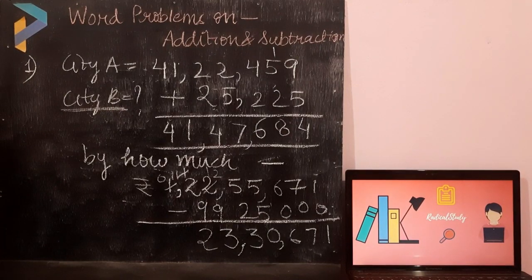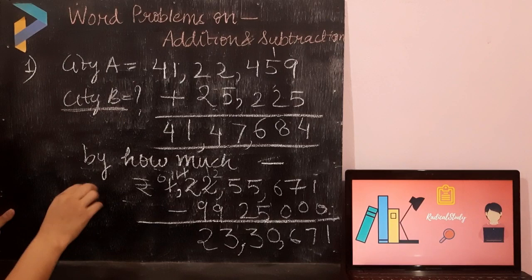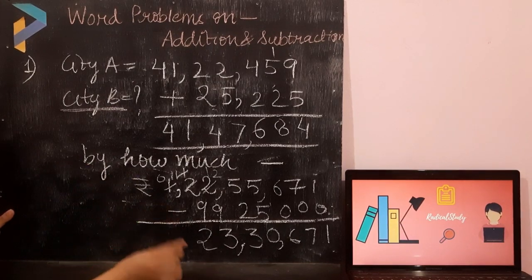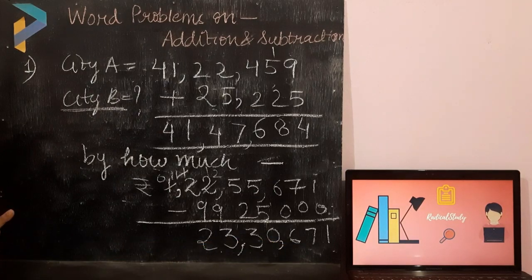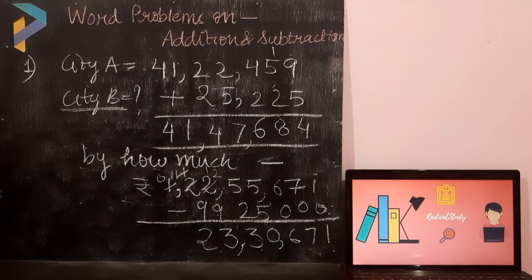So, Mohit's house is more expensive than Rohit's house by 23,30,671. Now, on the basis of this video, I am going to give you 3 questions, 3 word problems. You have to solve them and you have to write the statements also.